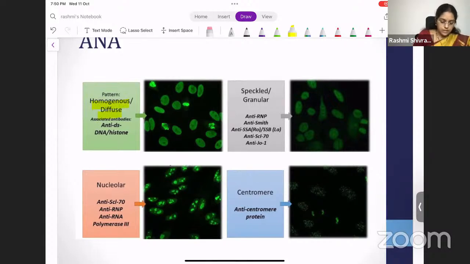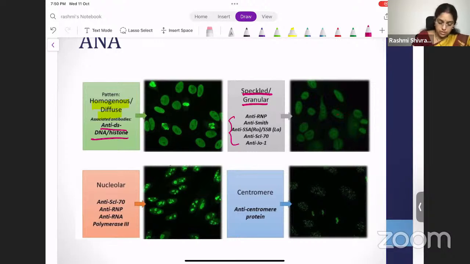Homogeneous or diffuse pattern. This is seen in anti-DS DNA antibodies or anti-histone antibodies. Speckled or granular pattern is seen in anti-RNP, anti-Smith antibody, anti-Ro, anti-La, anti-SCL70 and anti-Jo1. All these are showing a speckled or granular appearance.